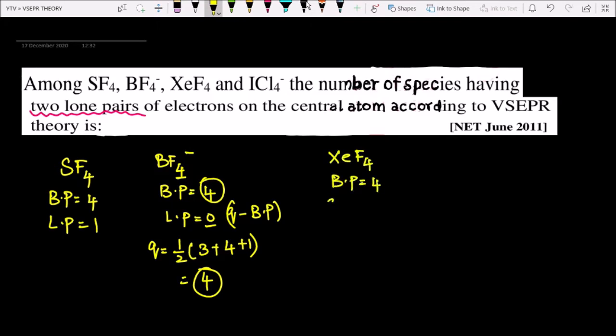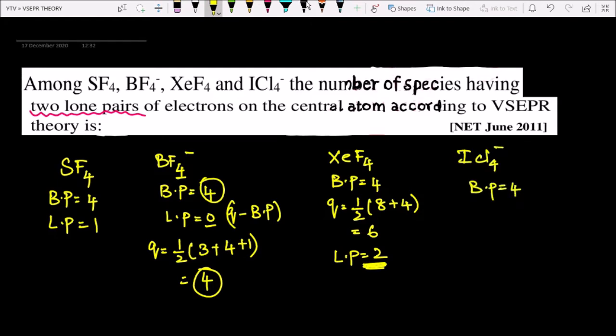In case of XeF4, the bond pair is equal to 4. Now how do you find the lone pair? Find the quotient: half into 8 plus 4, so it's going to be 6. So the lone pair is equal to 2. They are asking for 2 only. Then ICl4 minus: bond pair is equal to 4 and quotient is equal to half into 7 plus 4 plus 1, which is equal to 6, right? So the lone pair is equal to 2. So in this case also the lone pair is 2.